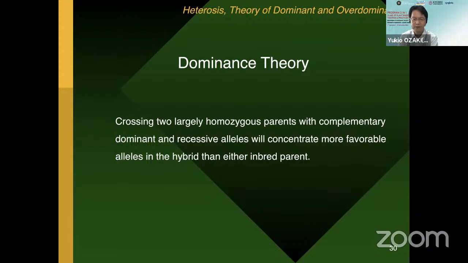If such inbreeding is done on two parents that are of distinct origin, chances are low that they will carry deleterious alleles for the same loci. Therefore, crossing two such largely homozygous parents with complementary dominant and recessive alleles will concentrate more favorable alleles in the hybrid than either inbred parent. In practice, linkage and the large number of genes to be taken care of prevent the breeder from developing inbred lines that contain all dominant alleles in homozygous state.